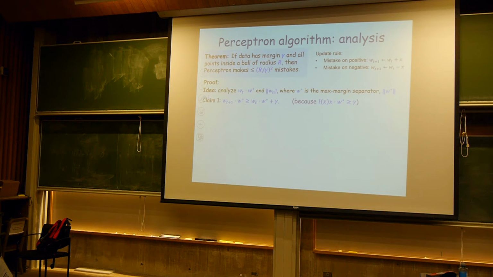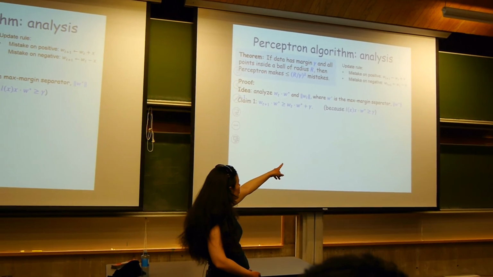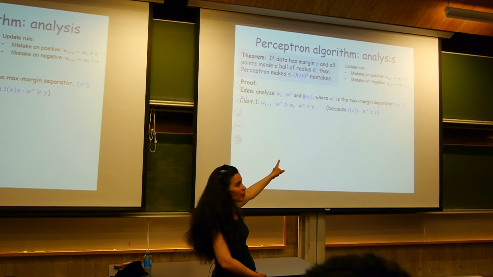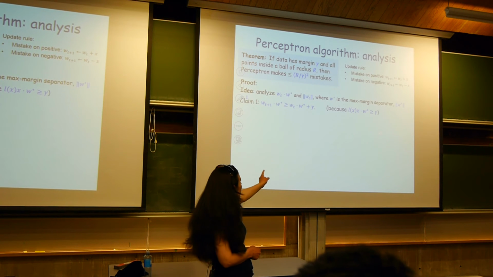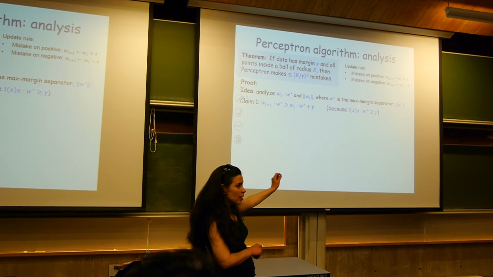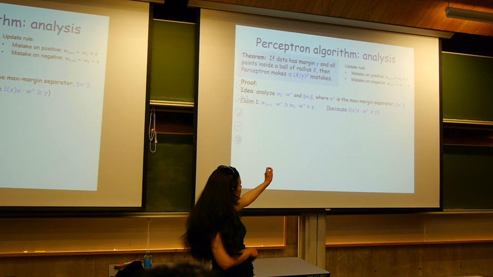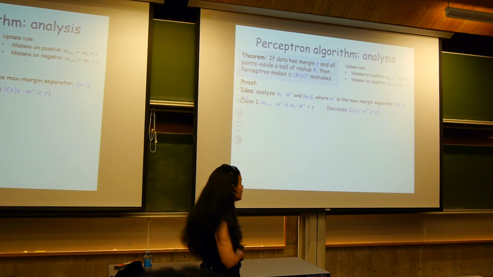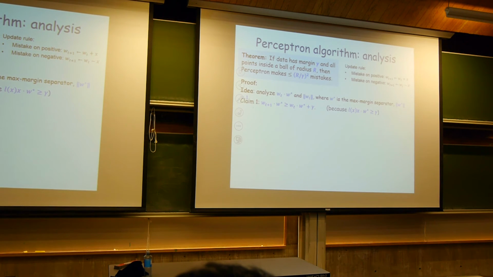Well, we're going to use the update rule. Every time we make a mistake on a positive example, we add that positive example to my current guess for the target. Every time I make a mistake on a negative example, I subtract my example from the current guess. Moreover, I use the fact that on every single example, including the one on which I make a mistake, W star has margin at least gamma. So this immediately implies this quantity over here. Is everyone happy with that?